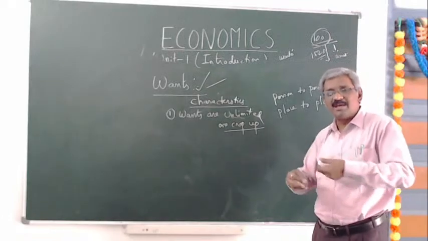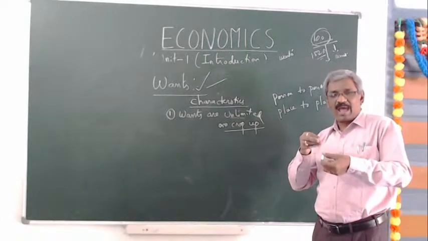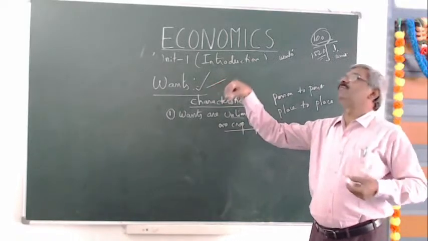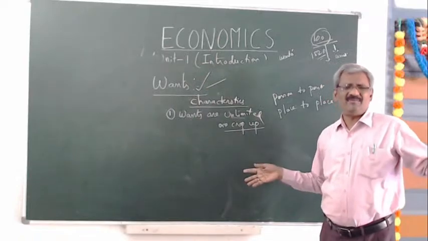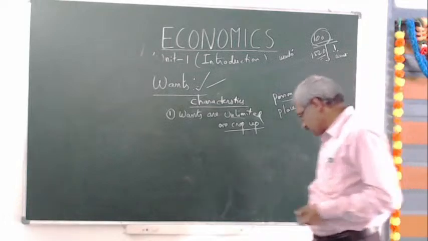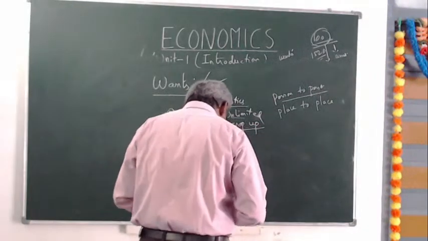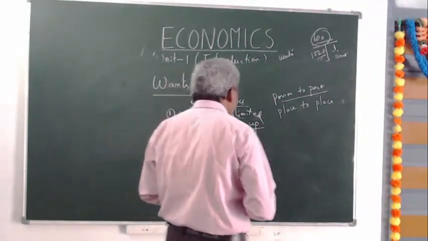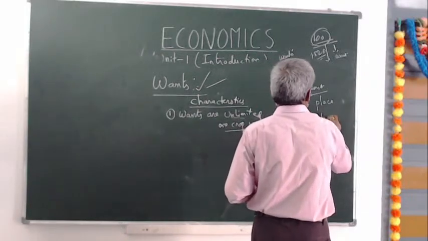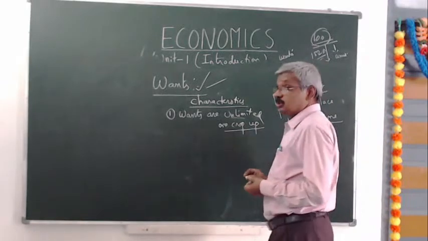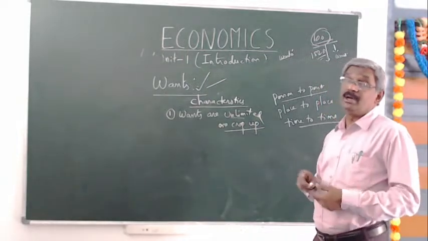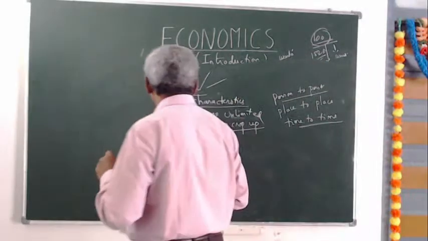Some people always want to be useful to the welfare of other people. Wants differ from person to person, from place to place, and from time to time. So the wants are unlimited. That is the number one characteristic.